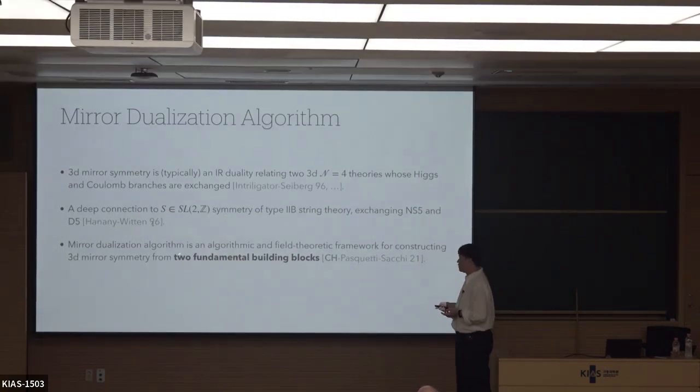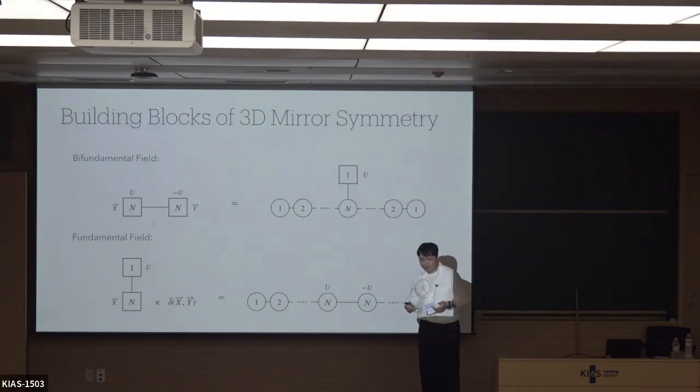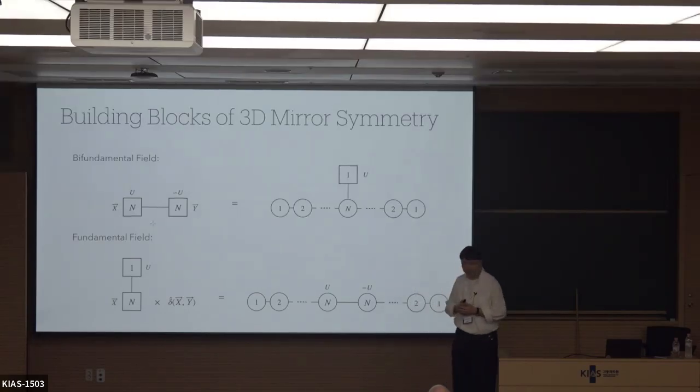The mirror dualization algorithm is an algorithmic, field-theoretic framework for constructing 3D mirror symmetry from two fundamental building blocks. It is related to string theory, but our previous understanding of 3D mirror symmetry mostly relies on the connection with string theory. On the other hand, here I try to convince you that we can understand 3D mirror symmetry purely from the field theory perspective.